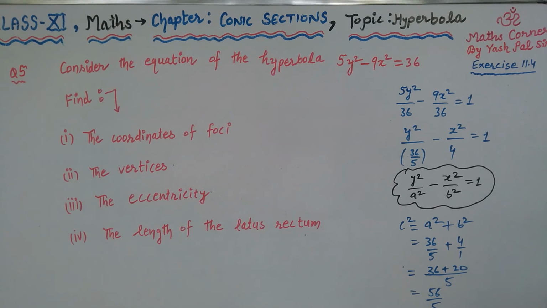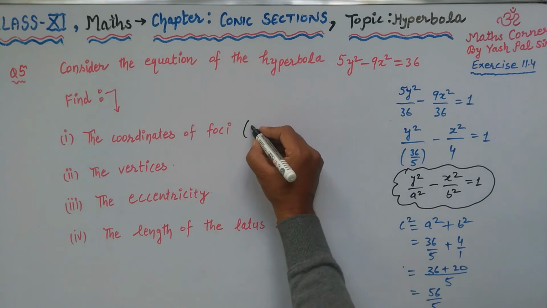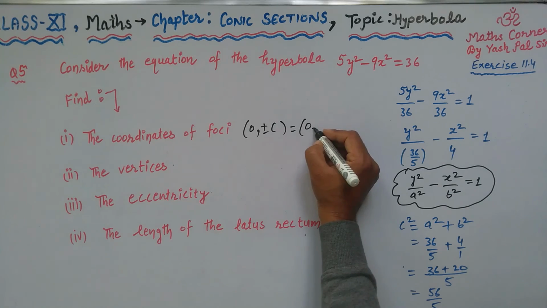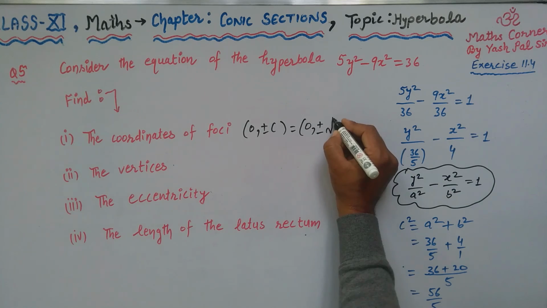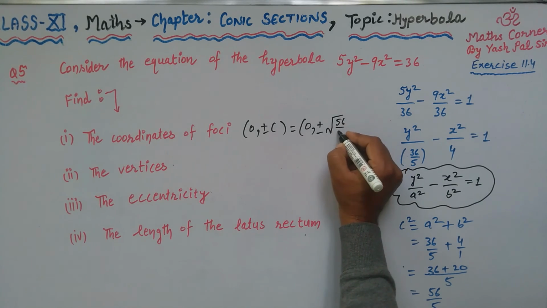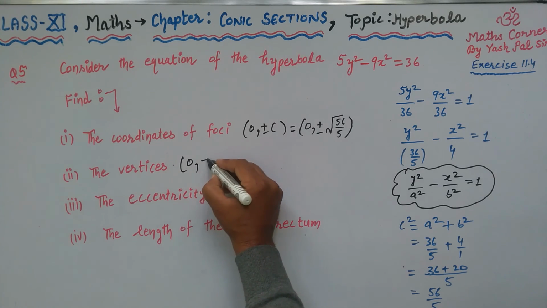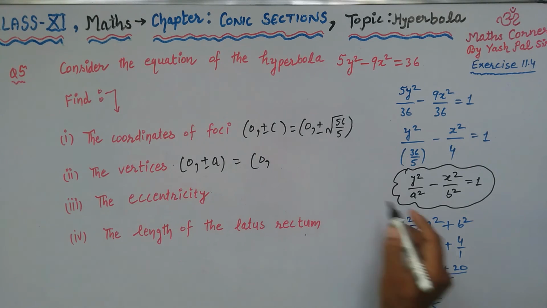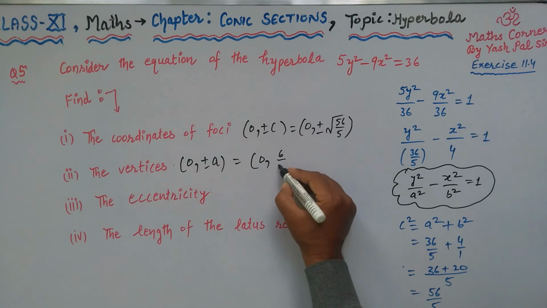Now we can find the answer to our questions. The coordinates of the foci, in this case, will be 0, plus minus c. So this becomes 0, plus minus c, where c square is 56 upon 5, so c is the square root of 56 upon 5. And likewise the vertices will be 0, plus minus a. What is a? a is 6 upon square root of 5.